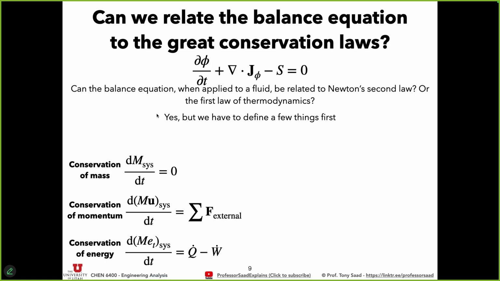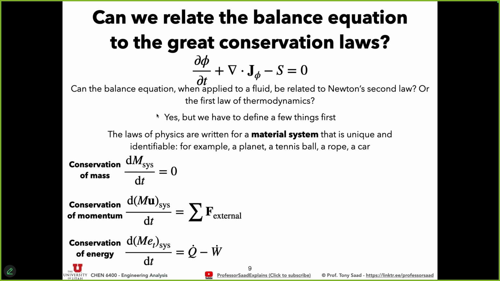Well, we can, but we have to define a few things first. And this is a critical thing that a lot of people do not recognize, that the laws of physics are written for what we call a material system. What is a material system? A material system is a collection of materials that are uniquely identifiable, such as a planet, car A. When you apply the laws of conservation, you're applying them always to car A. Wherever car A moves, you're always tracking car A, or the blue car, or those 3 cars, or those 5 stars together, or the Andromeda galaxy, right? You're looking at the entire galaxy.